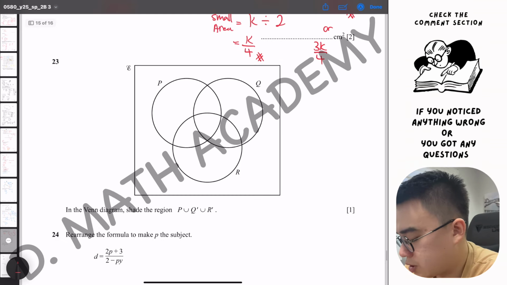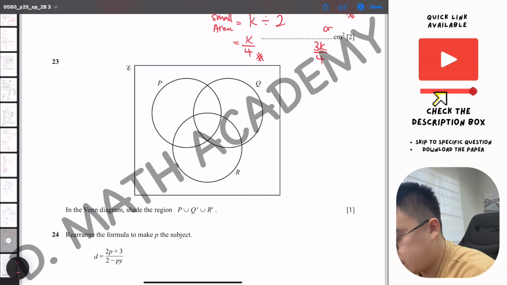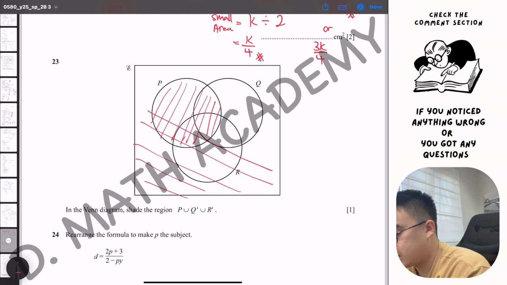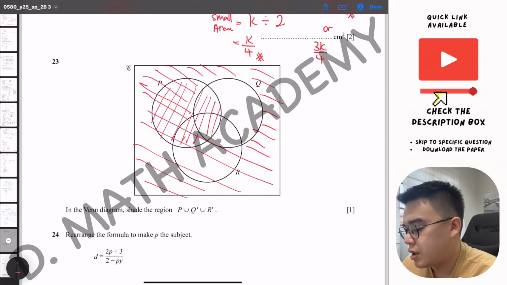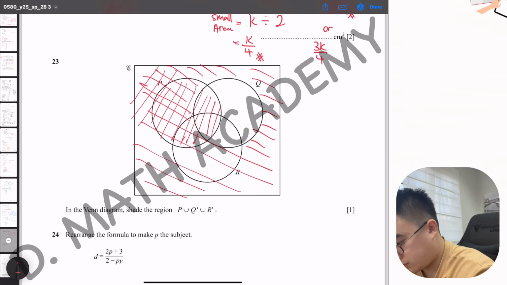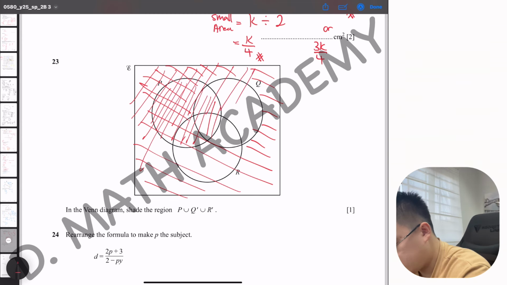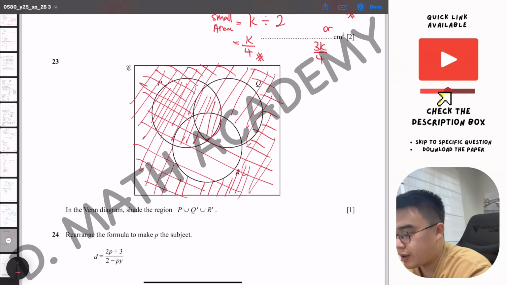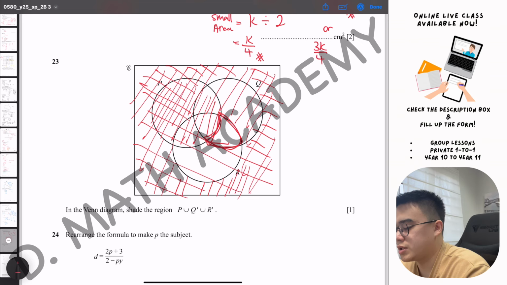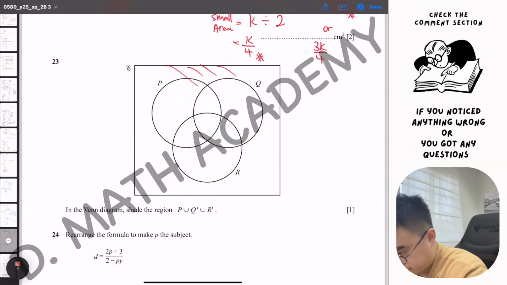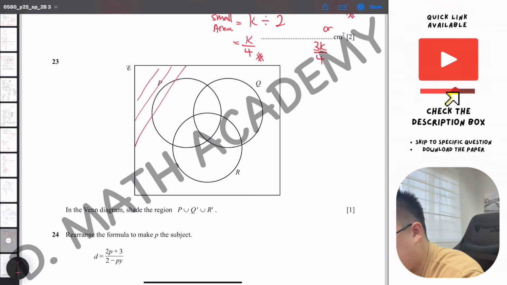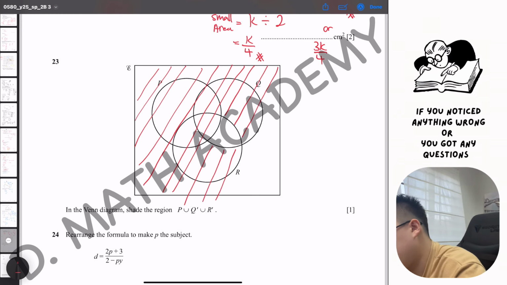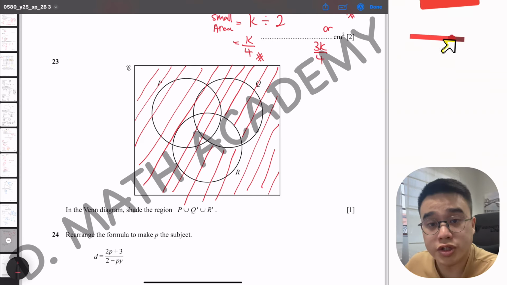So last two questions, asking us to unite all of them. P itself is this. Okay, and then everything other than Q is this. And then everything other than R is this. So basically everyone that was ever being shaded is part of the answer, except for this middle part needs to remain empty. Okay, so now I can remove everything and just draw one final time. Deliberately missing out the R part and the Q's overlapping. Okay, so this is how you show your final answer for question 23.